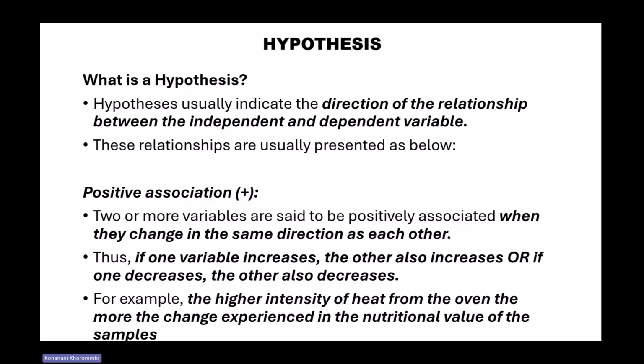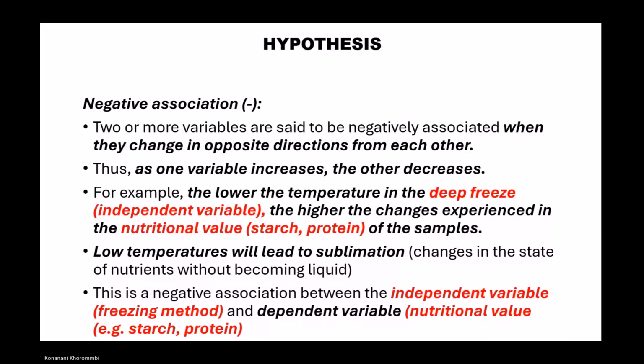For example, the higher the intensity of the heat from the oven, the more changes are experienced in the nutritional value of the samples. It means this hypothesis proposes a positive association between the two variables. There is the heat, which is at higher intensity, and the changes that are experienced in the nutritional value. If one is more, the other is also more. But it is different if they have a negative association. It means they do not move in the same direction.